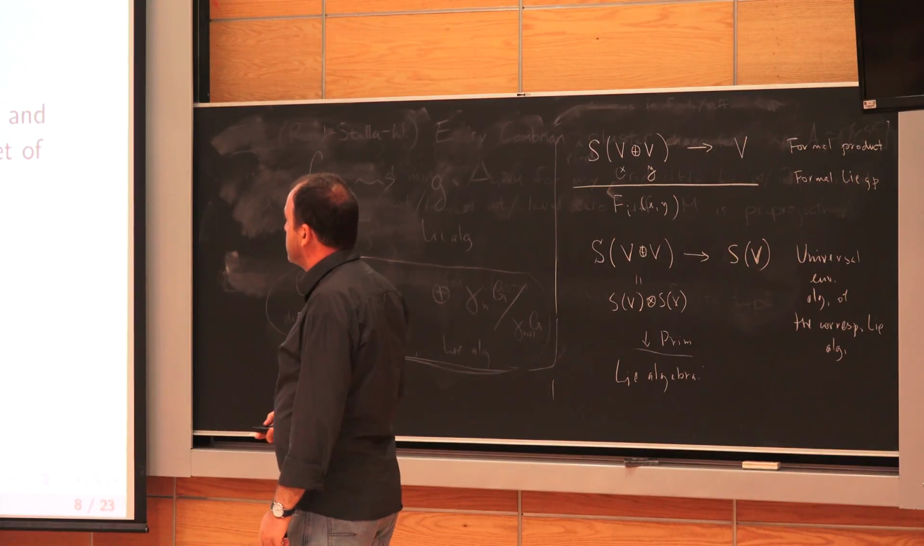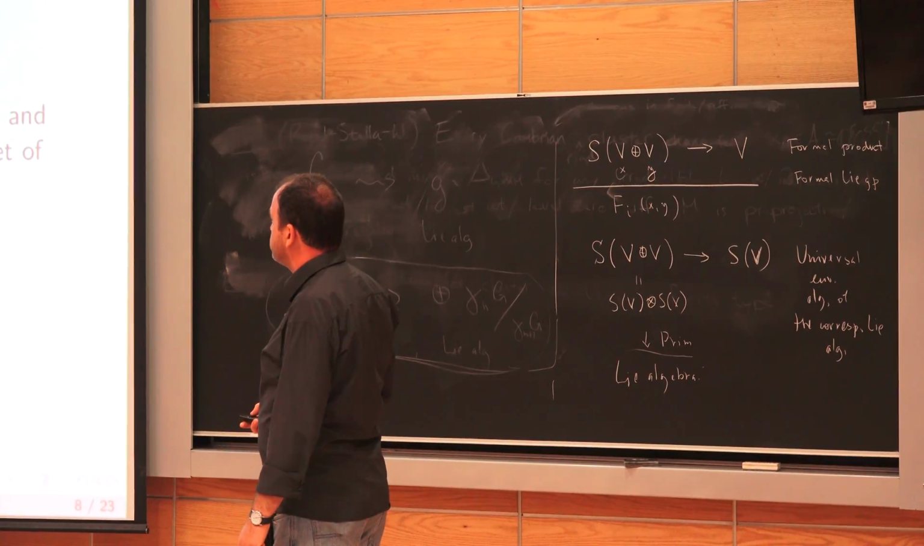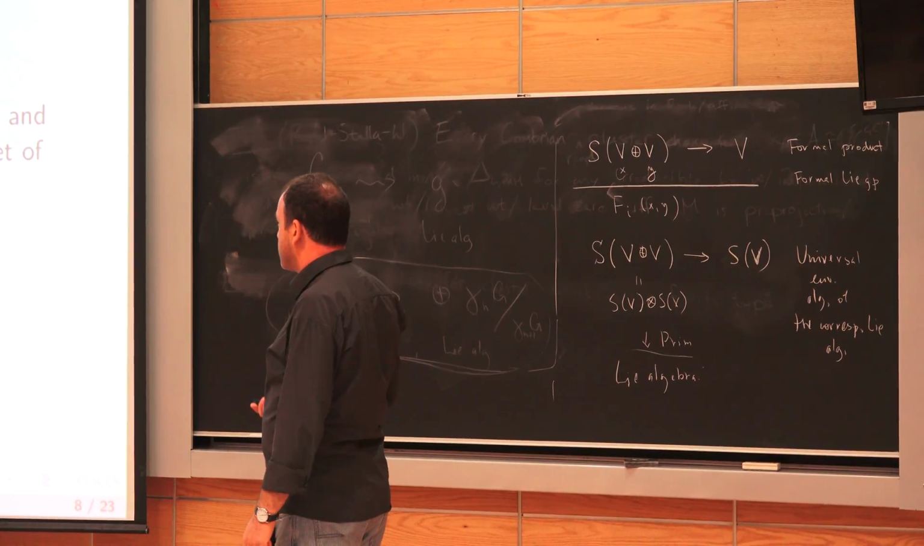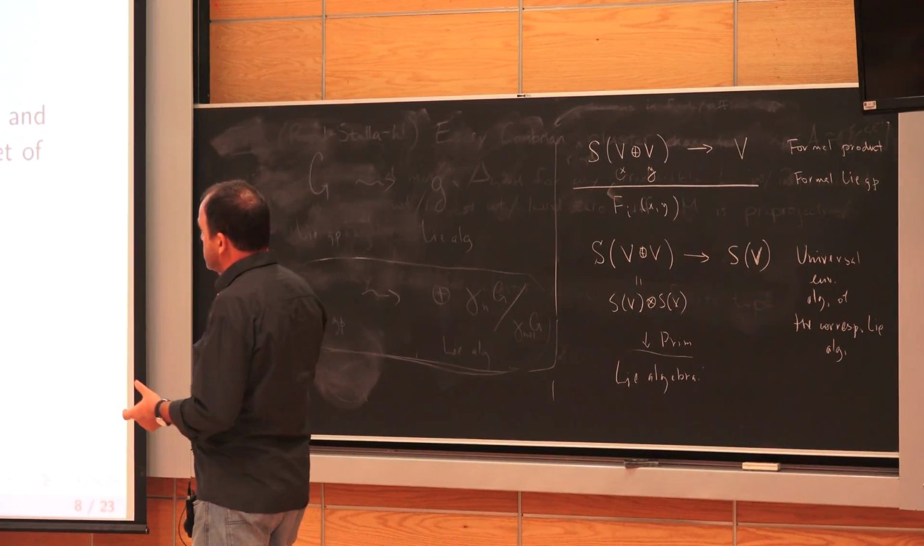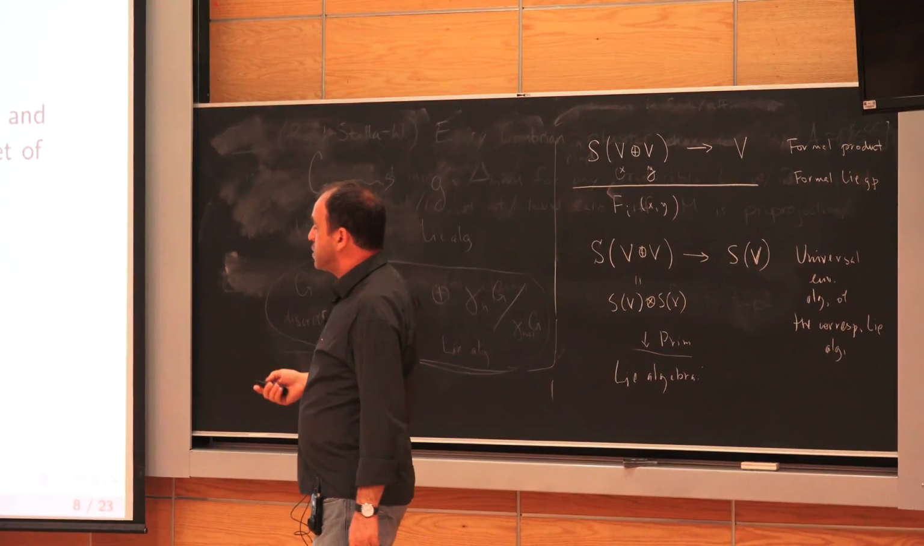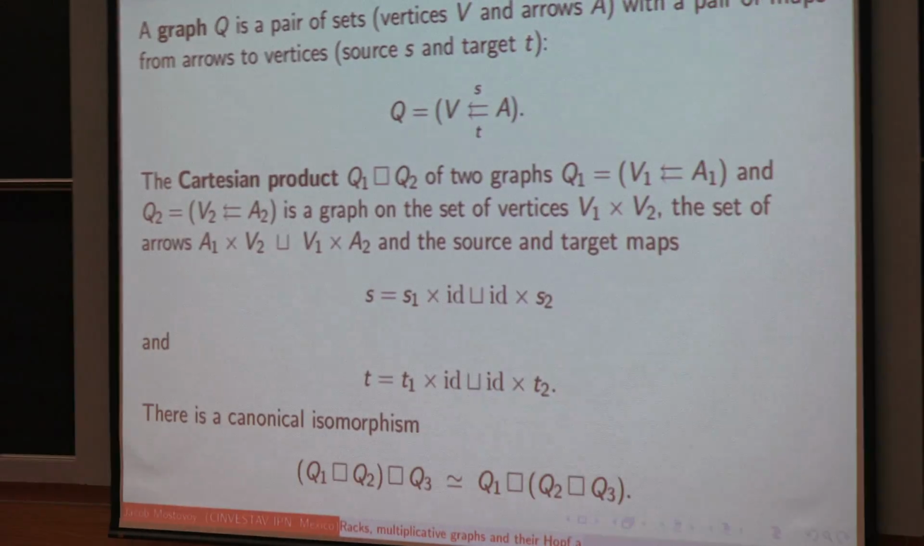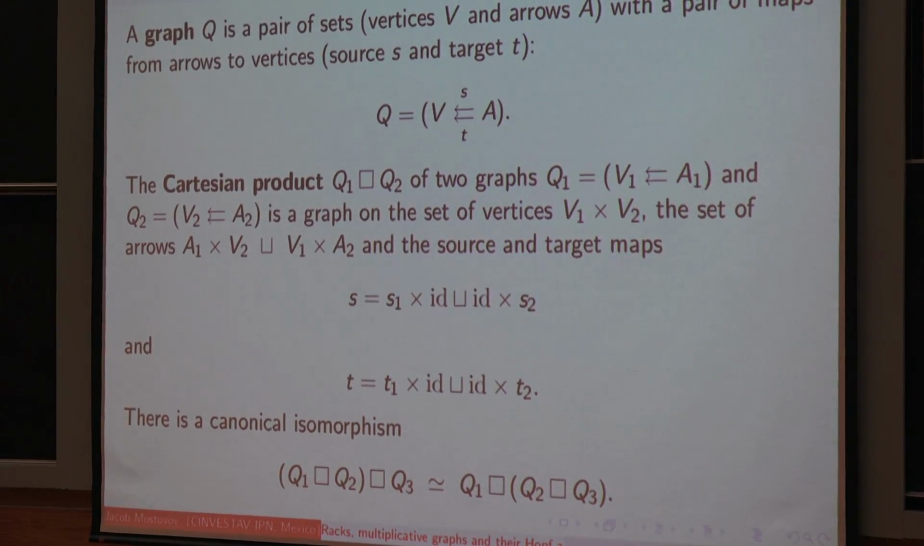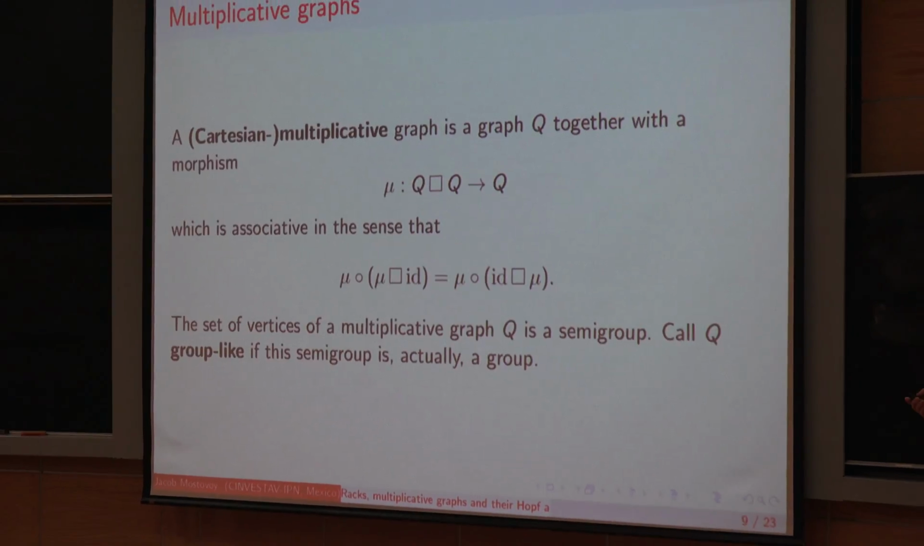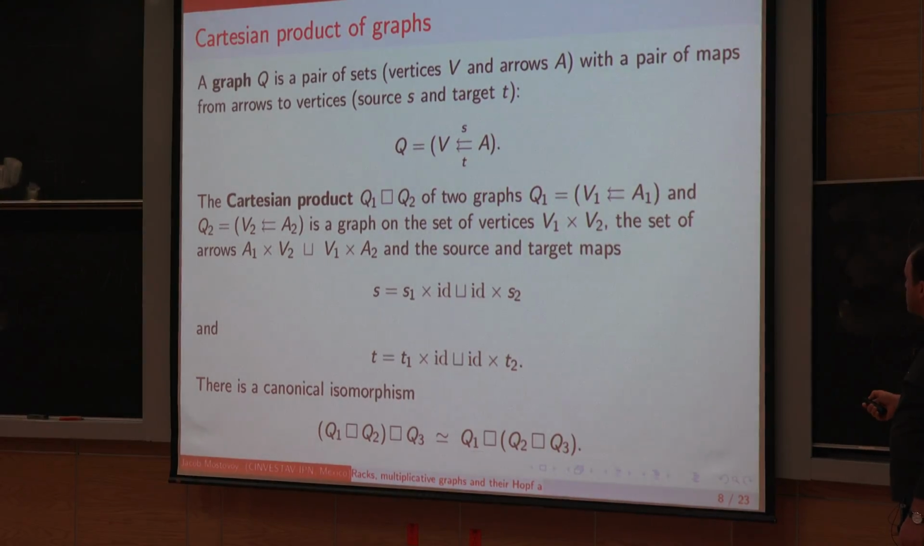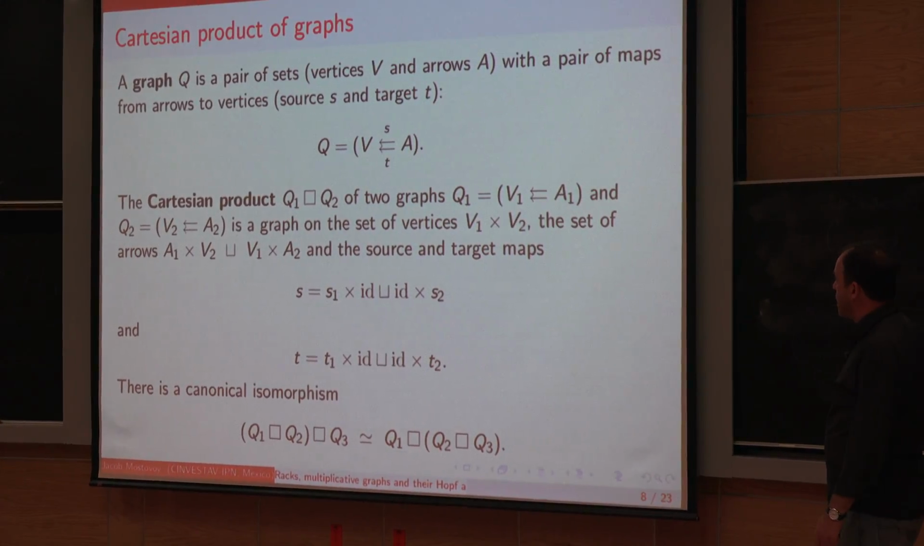So a graph here, for me, is not quite what graph theorists call a graph. It's just a set of vertices, the set of arrows, and we know where the arrows start and where they finish. So it's just two sets with a source and target maps.